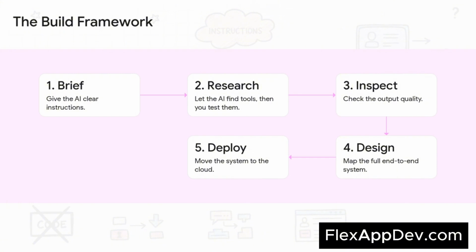To do that effectively, we can use a really simple 5-step model. Brief, research, inspect, design, and deploy. Think of this framework as your roadmap for turning any idea into a working AI automation. Let's walk through it, starting with the brief.